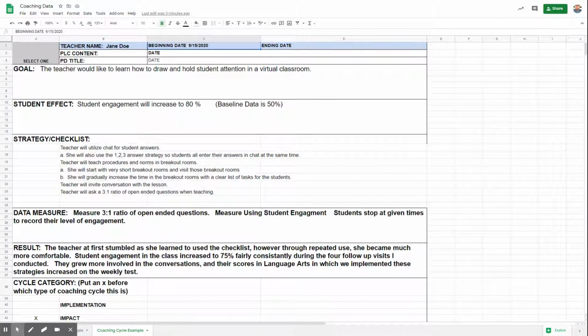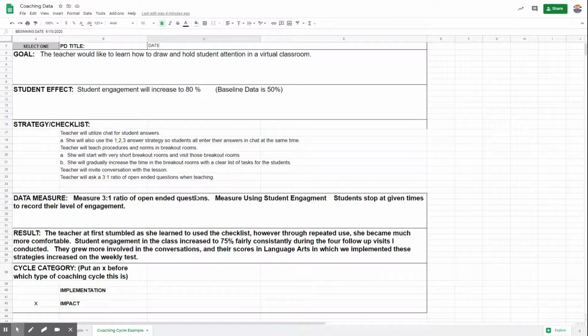And then she also said part of her challenge is inviting conversation in a lesson because it feels awkward to teach students in a virtual way. She's not drawing them in. So she decided she's going to ask questions, but she's also going to up her ratio of questions. So you look right here, she wants to ask 3 open-ended questions to every 1 closed question as one of the strategies in drawing students in.